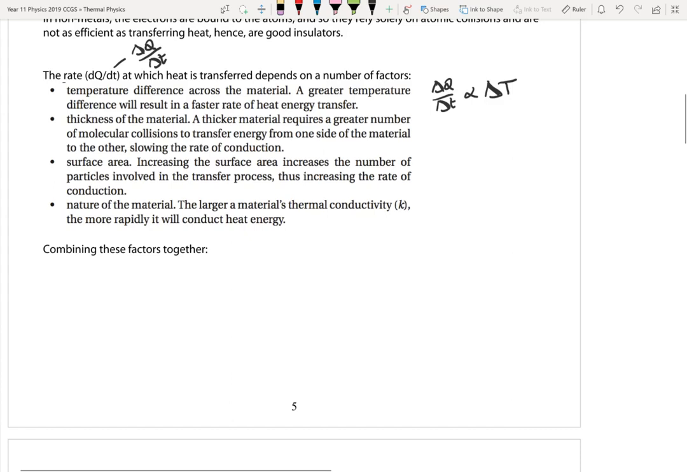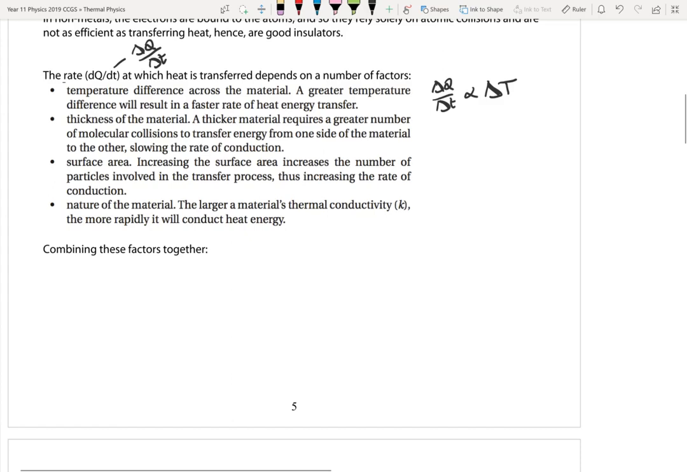Next, Zach and Will. Yes? What's the symbol? Proportion. So if we double delta T, if we go from a temperature difference of 2 degrees to 4 degrees, we double the rate. If we go from a difference of 2 to a difference of 10, then the rate goes up by a factor of 5, because we've gone up by a factor of 5.